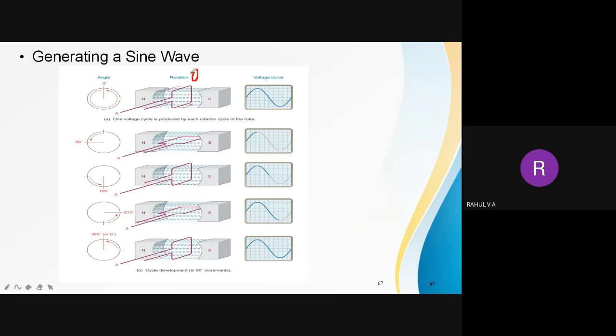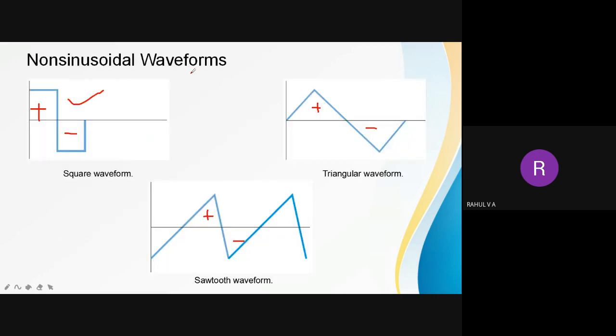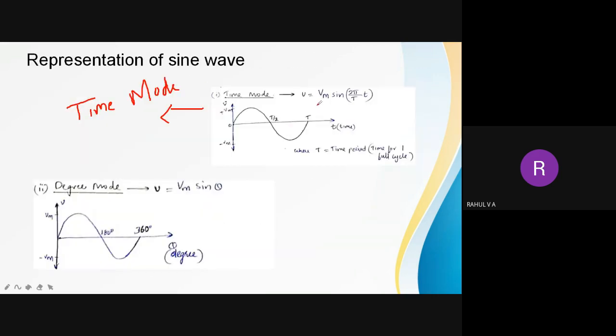Just an assumption, okay. After 3 seconds, it rotates 270 degrees. After 4 seconds, it rotates 360 degrees. That means with respect to time, the angle of rotation is changing. So that is how a waveform is represented in the time axis. So it is actually voltage plotted with respect to time. At each second or each instant, what is the value of voltage? That is the meaning of that.